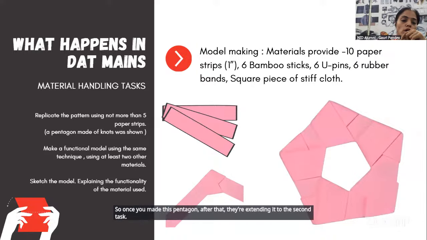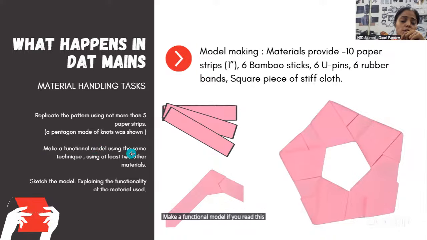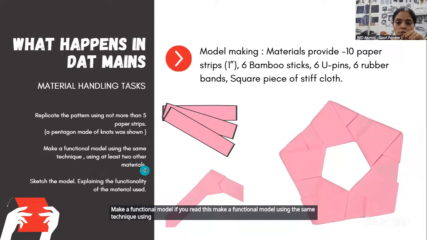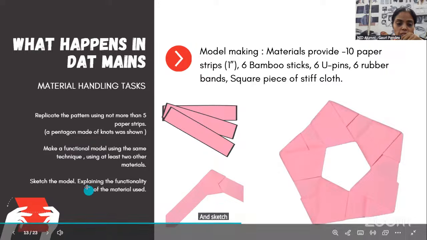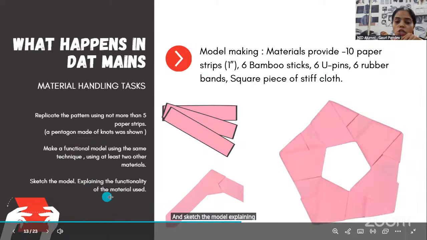So once you made this pentagon, after that, they're extending it to the second task. Make a functional model. If you read this, make a functional model using the same technique, using at least 2 other materials. So if you are given the chance where paper is not there and you're supposed to use any other material, can you do it? It should be very easy, because you can definitely use bamboo sticks, and then you can use rubber bands to hold the whole thing together and make. And sketch the model explaining the functionality of the materials used.